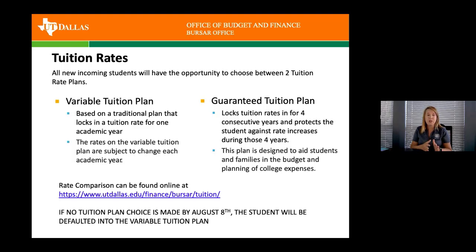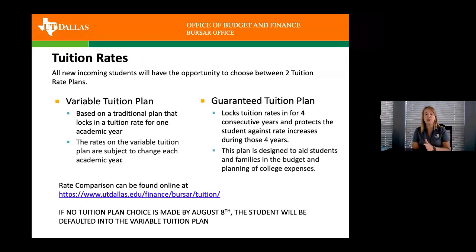There's the variable tuition plan. That one is based on a traditional plan. It only locks your rate in for 1 year. So your rate would be for 1 academic year, and then the next year it could change. All students who do not make a decision will be locked into this variable plan.